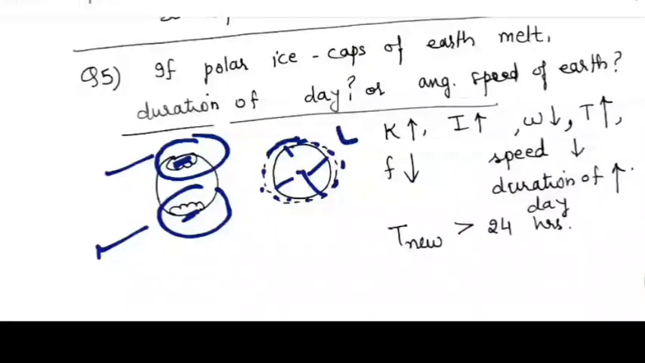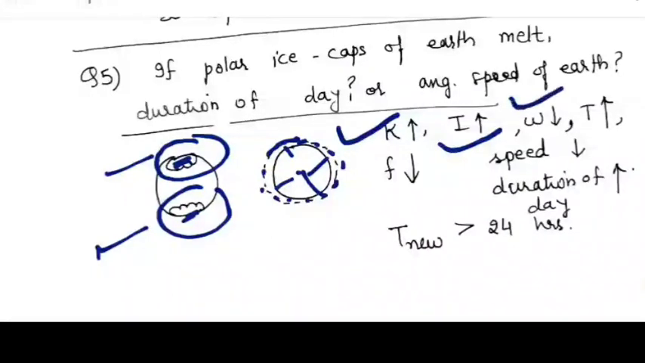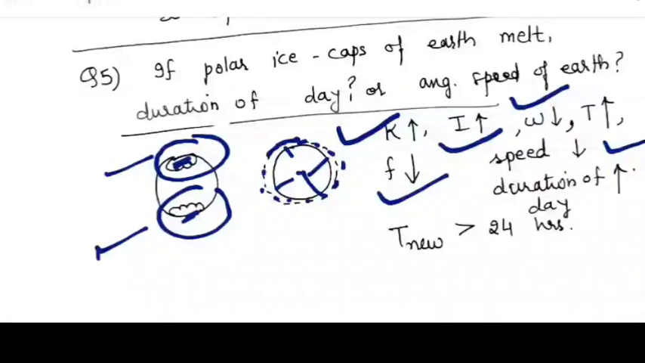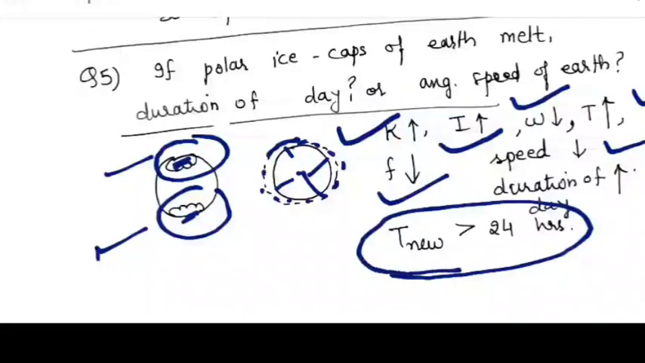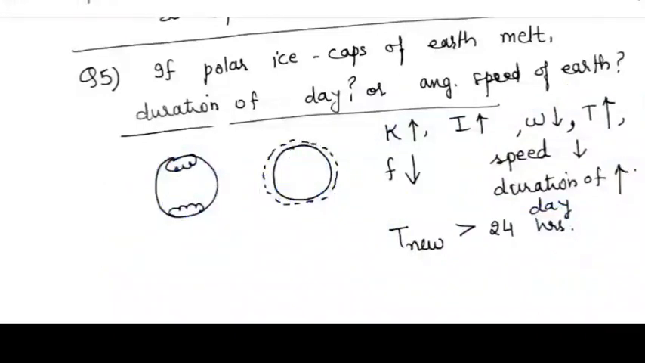So K, that is the radius of gyration, increases, moment of inertia increases. Now I is inversely proportional to omega, so omega decreases, hence frequency decreases, so speed decreases, and as frequency and time period are inversely proportional, the time period increases. Hence, the new time period will be more than 24 hours. So you will be getting more time for sleeping and more time for studying.